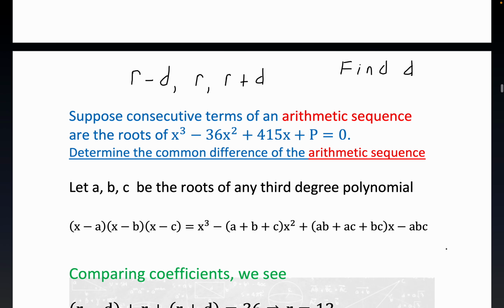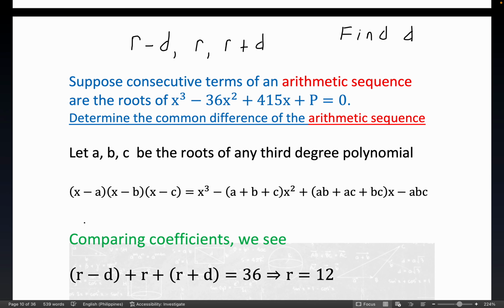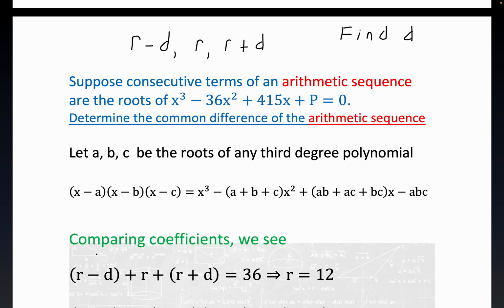Really in this context, as far as this expansion goes, R minus D would be behaving like your A, R would be your B, and R plus D would be functioning as your C. And you see already the symmetry is killer here, right? When you add all these up, you get 3R, the D's cancel, and then you divide 3 into 36 and you get R is equal to 12. So we already know the middle term is equal to 12, but we're trying to find the common difference.